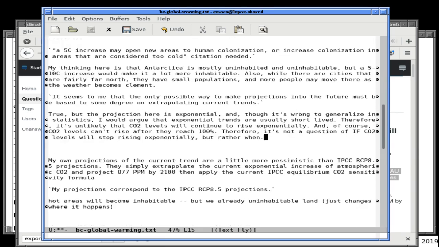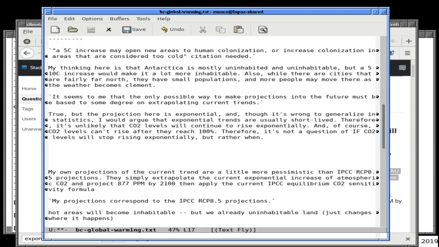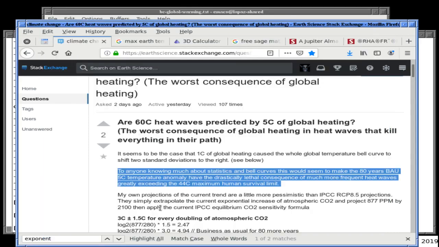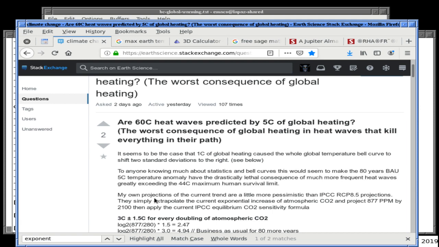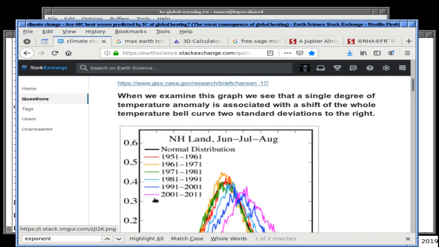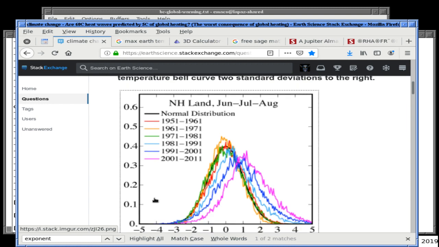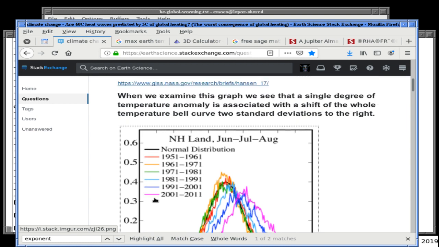Okay, awesome. And now his predictions are more pessimistic. I'm not going to point out that he is being more pessimistic. He's sort of breaking the global warming code of honor, which is you're not supposed to make your own projections. But okay. Now, here's something he says that's actually kind of hard to see what he's saying here. When we examine this graph, we see that a single degree of temperature anomaly is associated with the shift of the whole temperature bell curve by two standard deviations to the right.